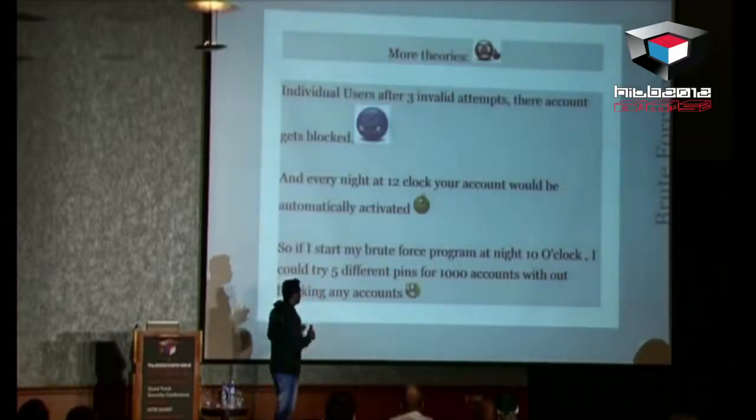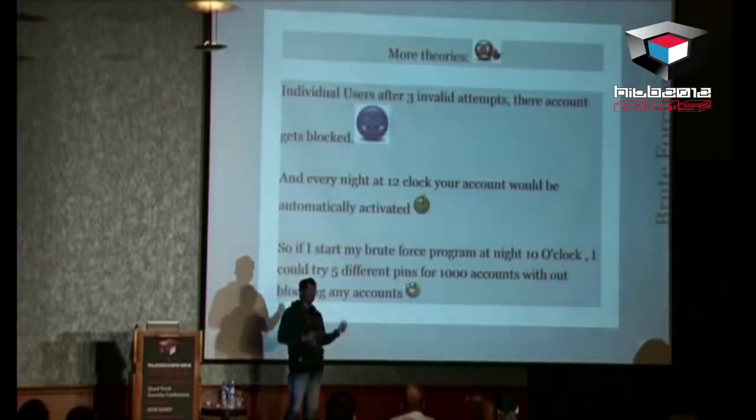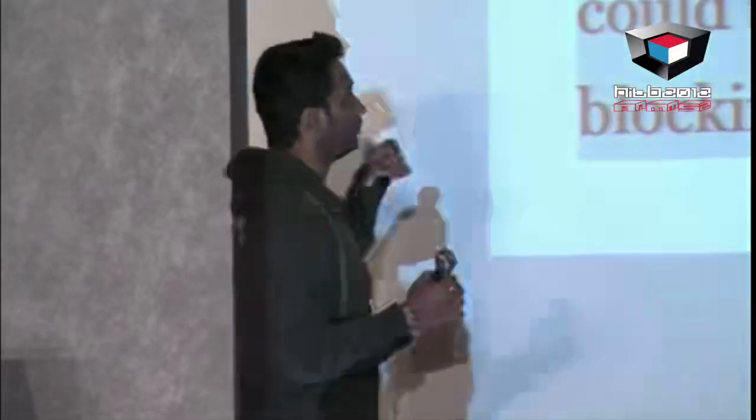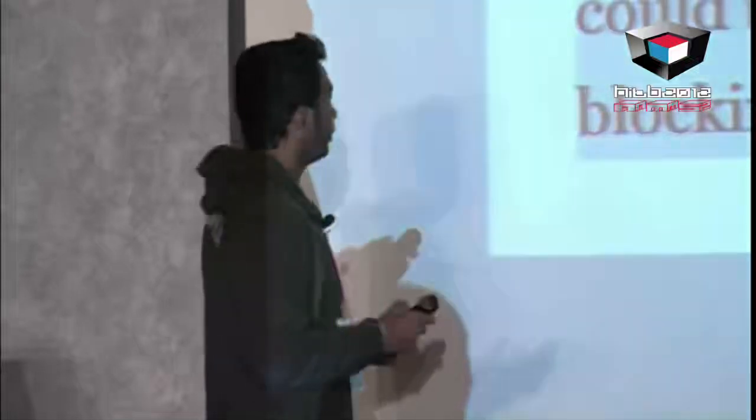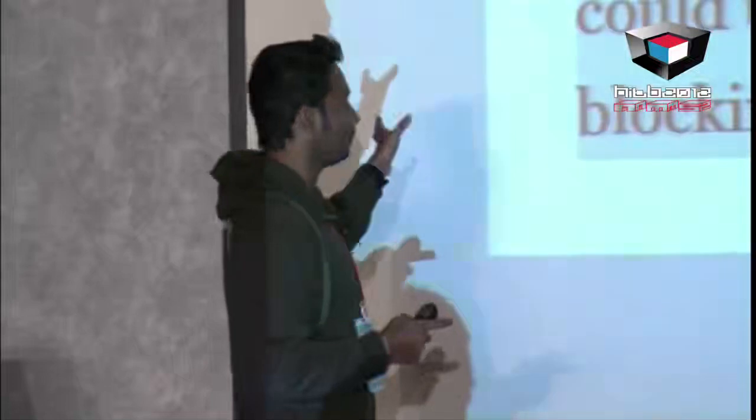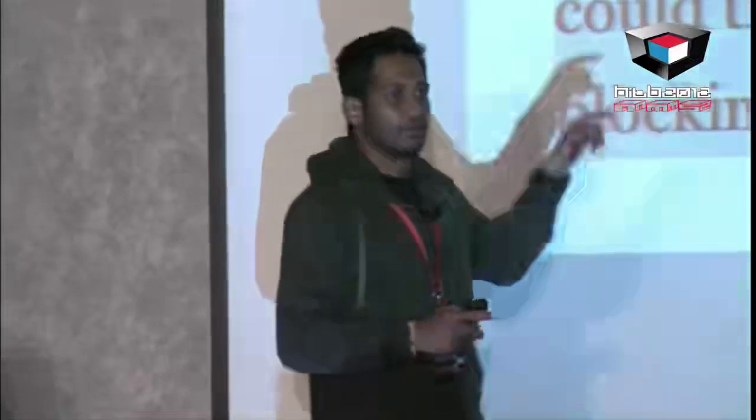I mean, this makes it wider, because if we start our brute force program at 10 o'clock at night and continue till 12 o'clock, and we try 3 different PINs for multiple users, all the accounts will be blocked at 12 o'clock. But once 12 o'clock is over, all the accounts will be reactivated. So then again, we get 3 more attempts. So if you don't want to block the accounts, from the time period 10 o'clock to 12 o'clock, we have like 5 different attempts.